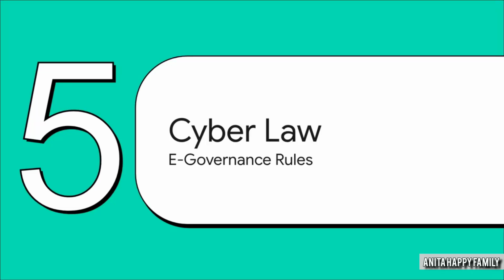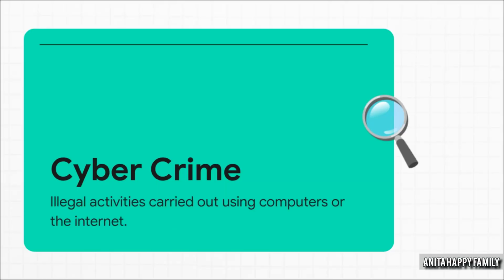Finally, we've reached our last macro block, Section 5, Cyber Law and E-Governance. The reality is that the digital world mirrors the physical world. It definitely has its fair share of bad actors. Cybercrime encompasses illegal activities carried out using computers or the internet, things like identity theft, hacking, or spreading malware. Because these digital crimes cause very real-world damage, governments had to step in. They established strict legal frameworks, like India's landmark Information Technology Act of 2000, just to set clear, enforceable boundaries.